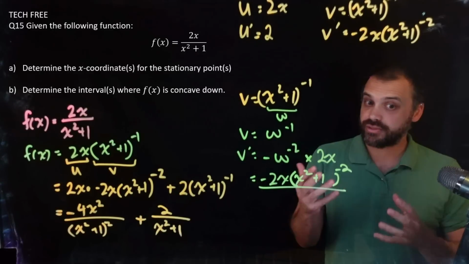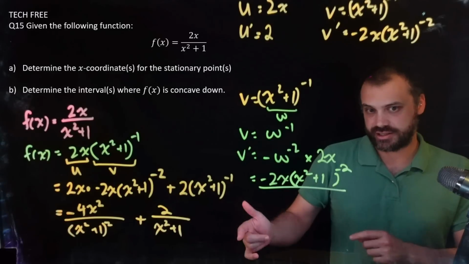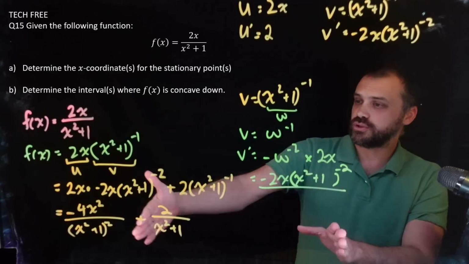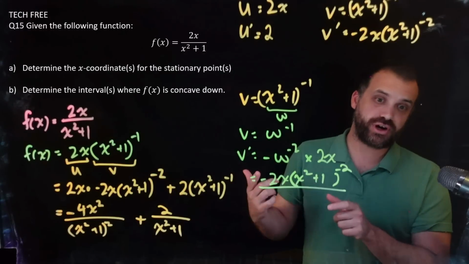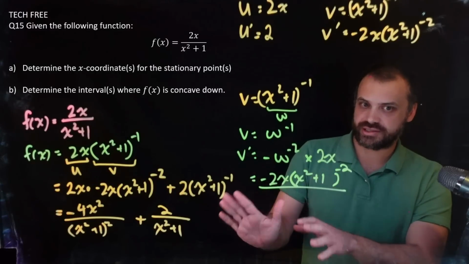Now, are there other answers? Are there other ways to express this? Yes. If you'd done the quotient rule, your answer might look different. If you want to, you can multiply top and bottom here by x squared plus 1 and make it into a single fraction. For the purposes of what I'm doing here, though, I think that's enough.